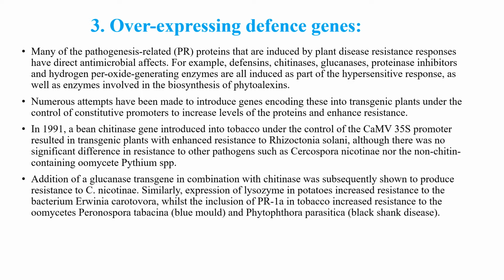In 1991, a gene was introduced into tobacco under the control of the cauliflower mosaic virus 35S promoter, resulting in transgenic plants with enhanced resistance to Rhizoctonia solani, although there was no significant resistance to other pathogens such as Cercospora nicotianae. In addition to glucanases, transgenes in combination were subsequently shown to produce resistance.